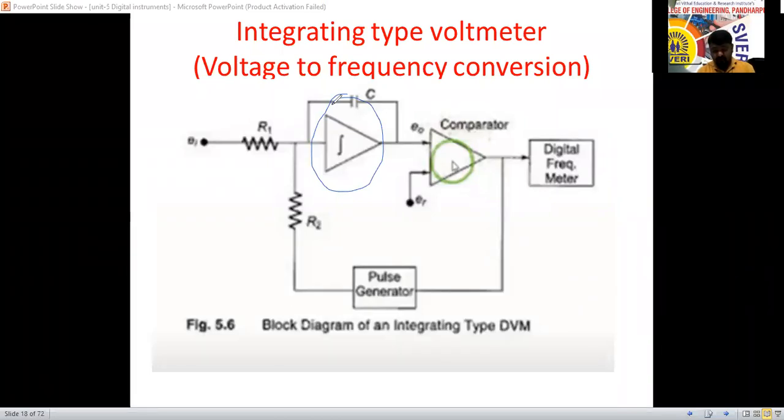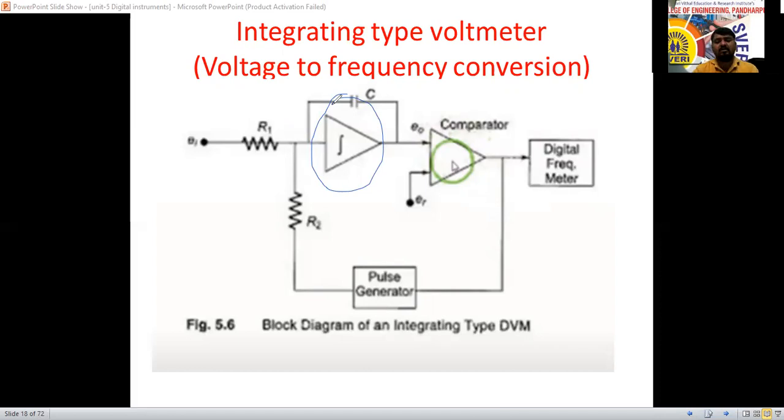This instrument converts whatever the input voltage is into a frequency. So the input voltage is proportional to the output frequency. The voltmeter measures voltage only, but the frequency is proportional to the voltage, like that we are going to consider from this block, the integrating type digital voltmeter.